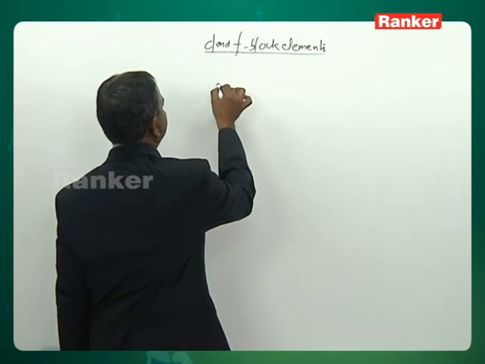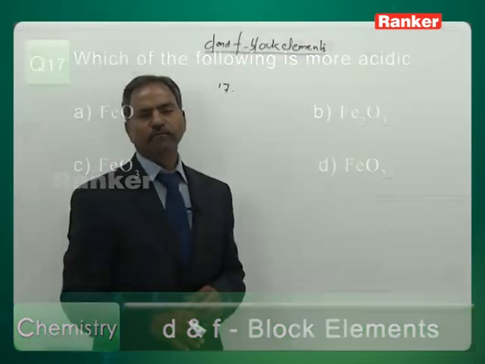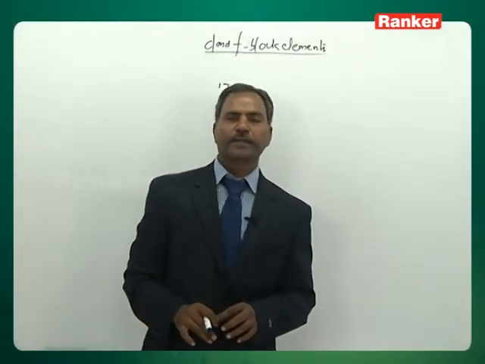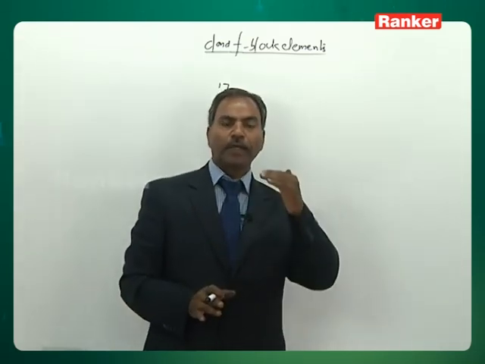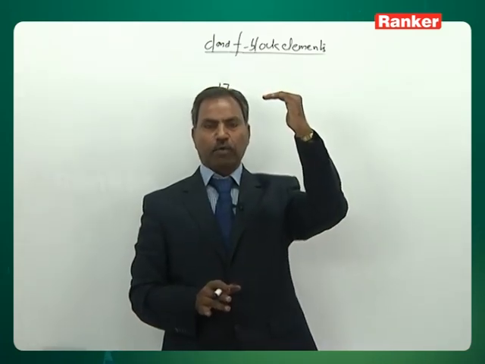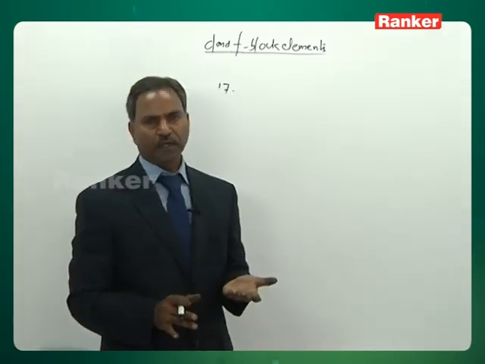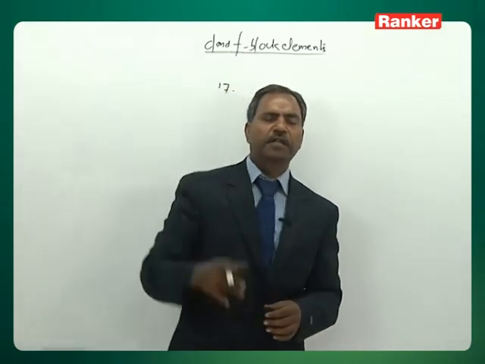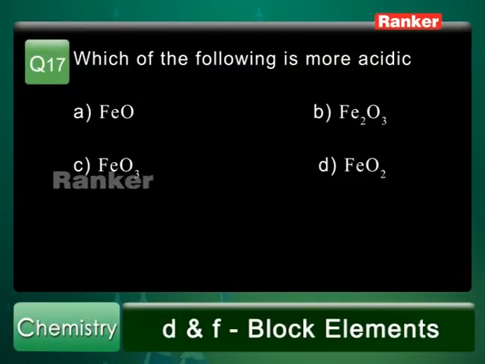Coming to question number 17, which of the following is more acidic? See, one more question of the same type is repeated. Which of the following is more acidic? The concept I gave: among the given options, the metal having the highest oxidation number is said to be more acidic. The lower the oxidation number, the more basic or ionic. The higher the oxidation number, the more covalent or acidic. Coming to option A, FeO plus 2.